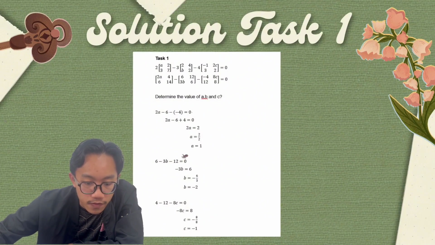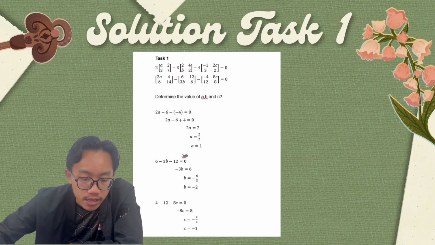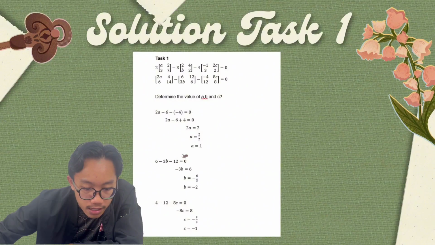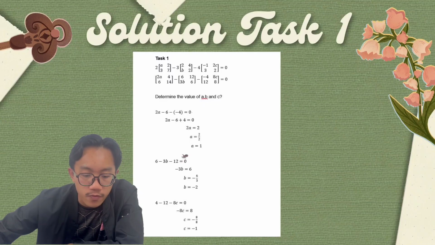Finally, let's solve for C. The equation is 4 minus 12 minus 8C equals 0. Simplifies to negative 8C minus 8 equals 0. Adding 8 to both sides gives us negative 8C equals 8. Dividing both sides by negative 8, the result is C equals negative 1. Therefore, the solution for this equation is A equals 1, B equals negative 2 and C equals negative 1.